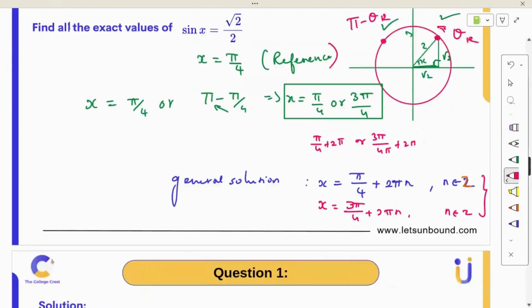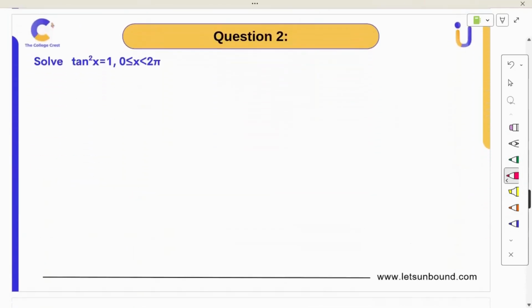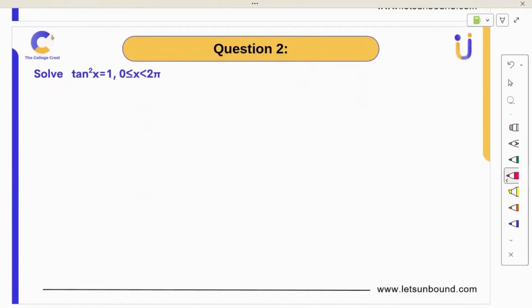That's question number 1, and next one, question number 2. Solve tan squared x equals 1 in the interval 0 to 2 pi. So we have a restriction. It's not a general solution. This is a restricted domain. Your trigonometric function is already isolated. So what is tan x? Plus or minus 1, right? Now you have two branches. Tan x is 1, tan x is negative 1.